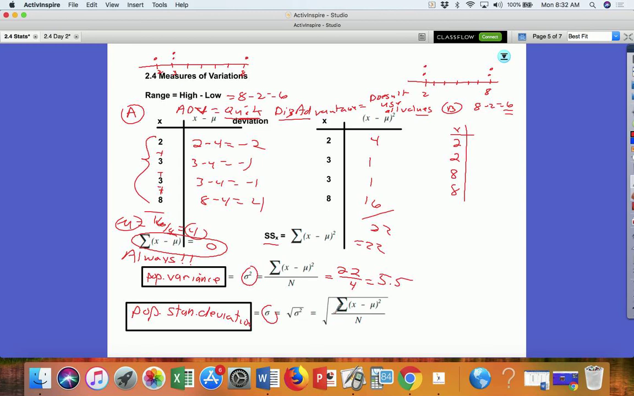Okay? So this is the symbol for standard deviation. This is a Greek letter sigma, lowercase s. Right? That makes sense? Sigma, standard deviation, S, S, S, right? Okay? So you just take what you had before and you do what with it? You take the square root of it. So the standard deviation of this population is the square root of 5.5, which is 2.35.